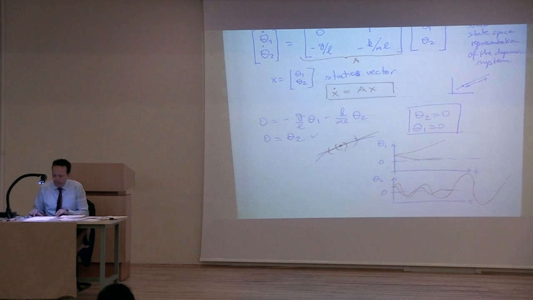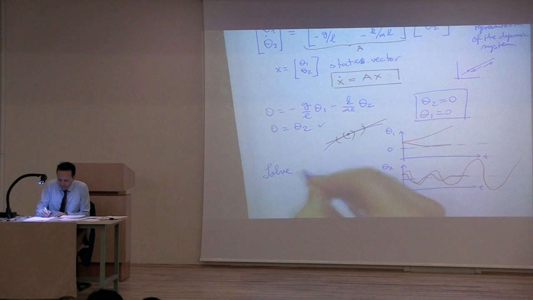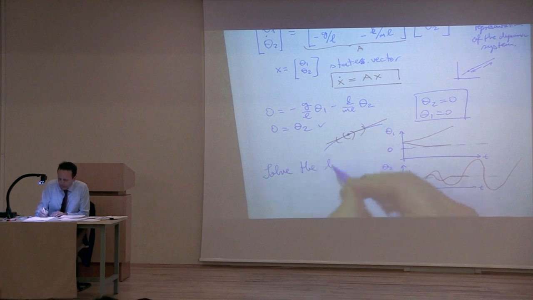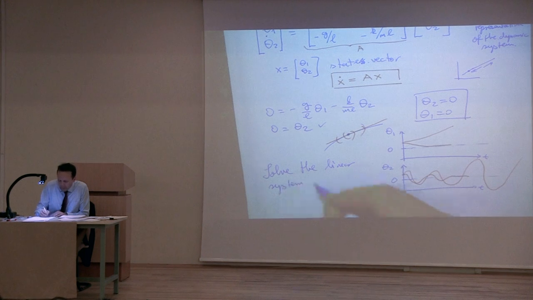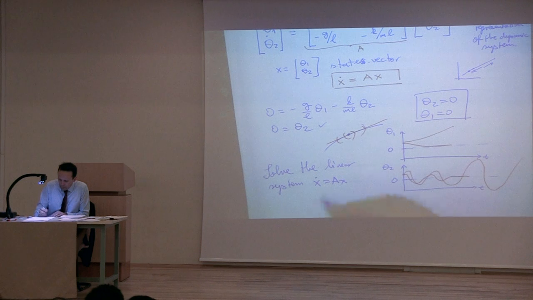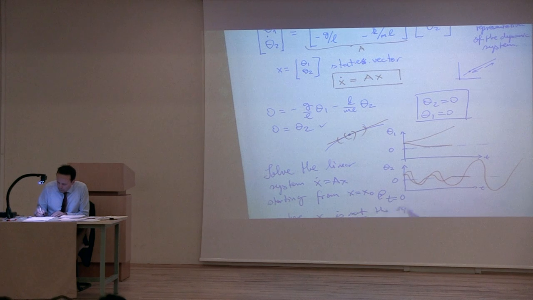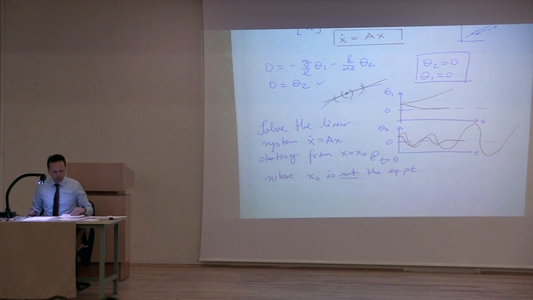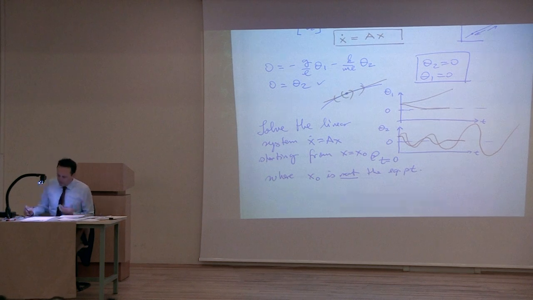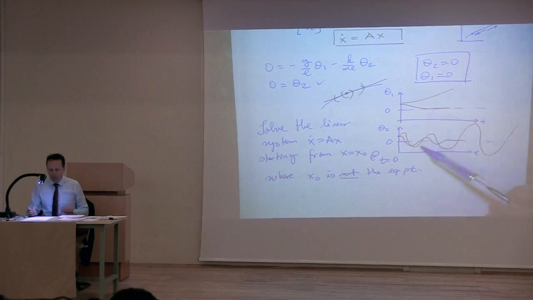So what would be really nice is to solve the linear system x dot equals Ax, starting from x equals x0 at time equals 0, where x0 is not the equilibrium point. You see what I'm trying to do? I'm trying to see if the linear system is coming back to the equilibrium point, to 0, or not.